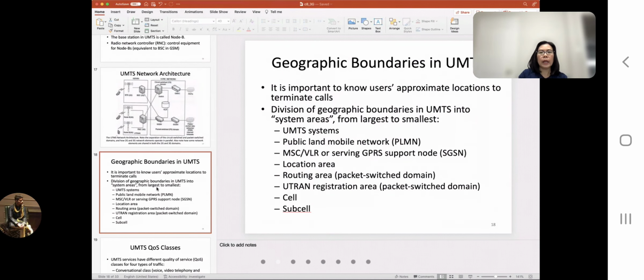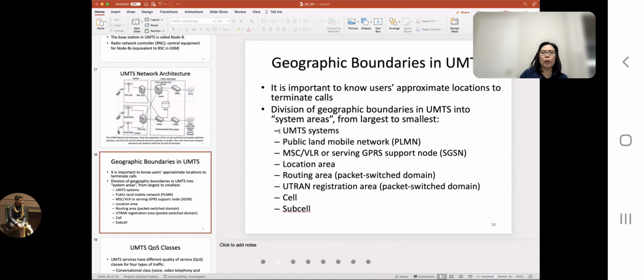All right, so one point about UMTS that's different from GSM is that the network is divided into geographic boundaries, or we call it system areas, in order to determine the user's approximate location in order to terminate a call. When the user moves from one area to another, we need to determine their approximate locations for the handoff, for example.